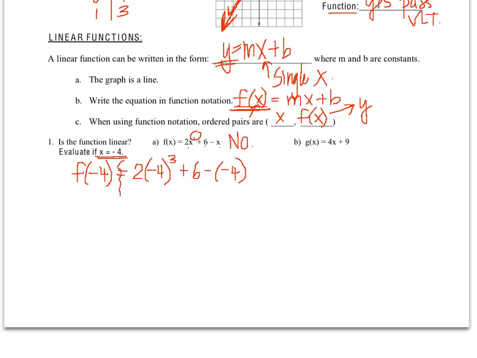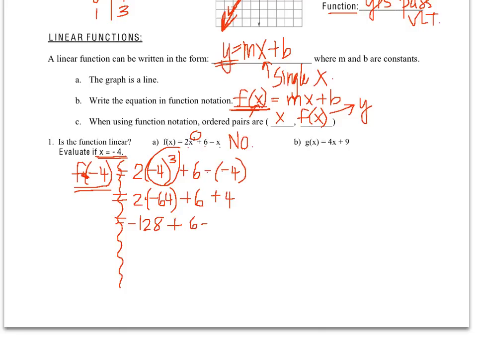Now, this f of negative 4, I'm going to draw a line down here because I don't want you to touch this left side. I want you to just evaluate it. So if you can, put your finger over the f of negative 4 and forget about it. We want to evaluate using order of operations. Okay, 2 times negative 4 cubed. Well, I do negative 4 cubed first. So I have 2 times a negative 64 plus 6, and subtracting a negative means plus 4. So 2 times negative 64 is negative 128 plus 6 plus 4. Addition means you can do them all together. I end up getting negative 118.